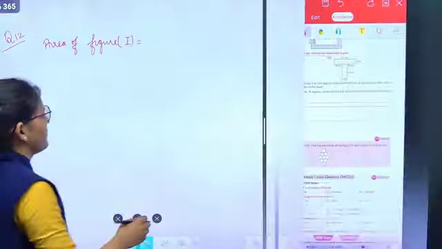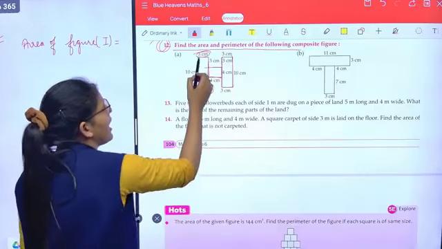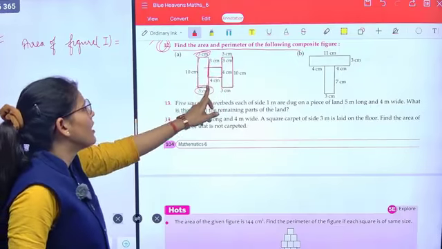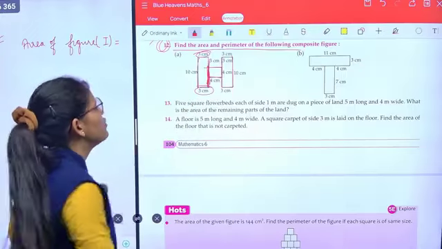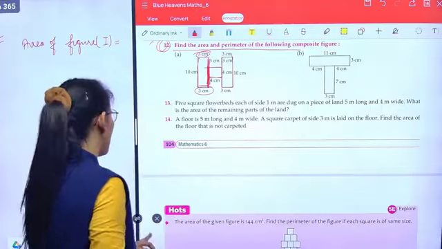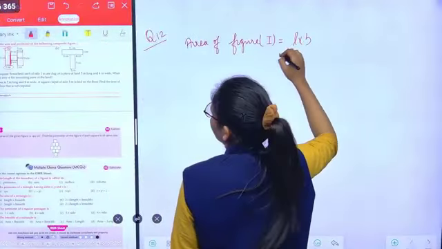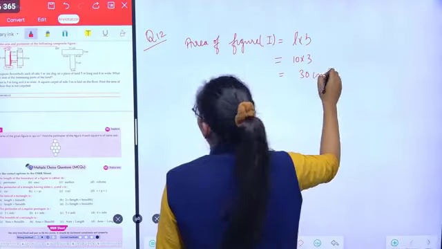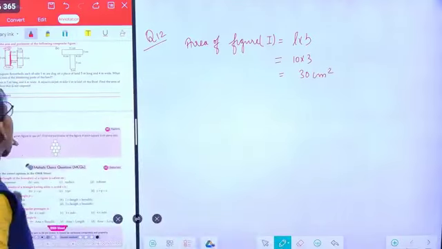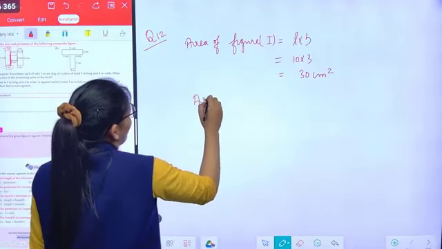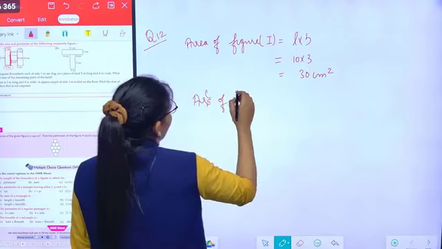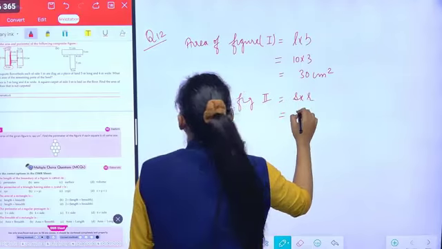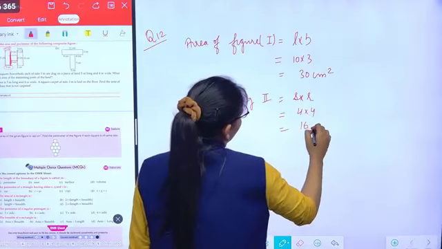that is class you can see here, here 3 means here also 3, here 10 means here also 10, here class this is 3, means this becomes 7, this will be 7. So we have to find the area of this whole. So class, length into breadth, that is 10 multiplied by 3 is equal to 30 centimeter square. Now class, this is a square, so area of second figure, area of figure second, side into side, that is 4 multiplied by 4 is equal to 16 centimeter square.